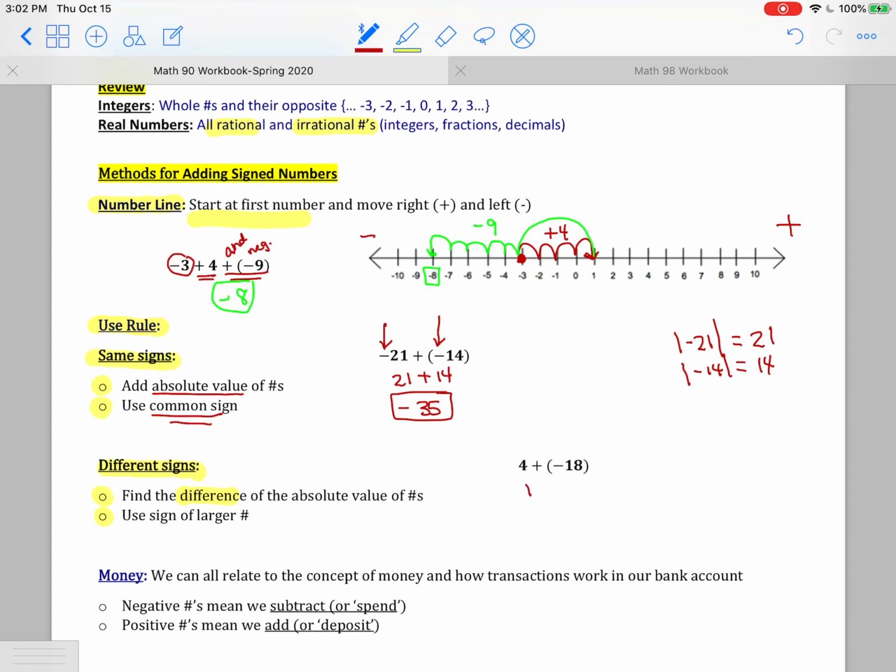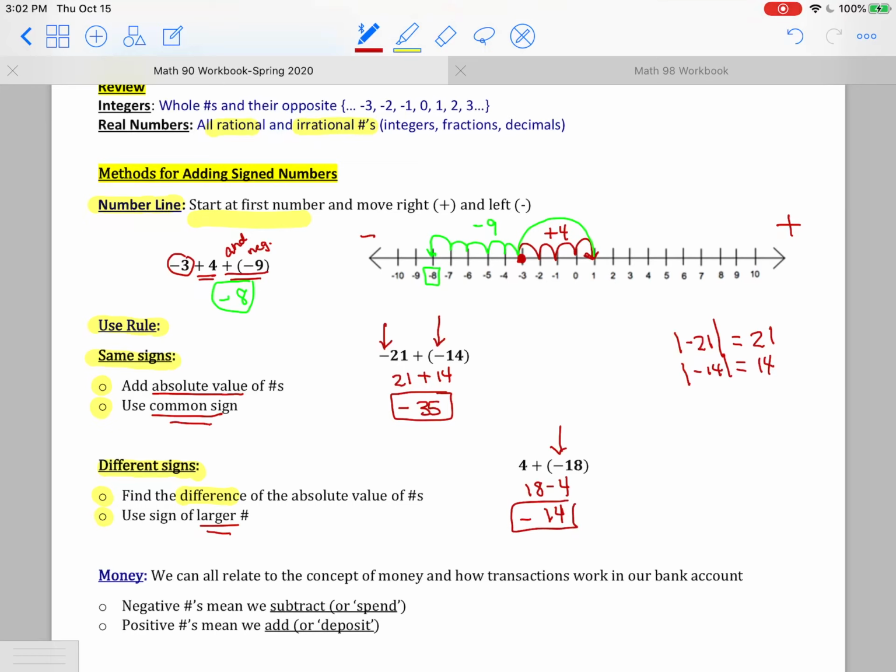We always start with the larger number because we're finding the difference and we don't want to run into negatives. So you take the larger number, subtract the smaller number. It's going to give us a 14. And then we use the sign of the larger number, the larger value, not including the negative sign. So 18, gosh, sorry, I just don't know why that keeps appearing. The 18 is a larger number than the 4, and it has a negative sign, so we just use that negative.